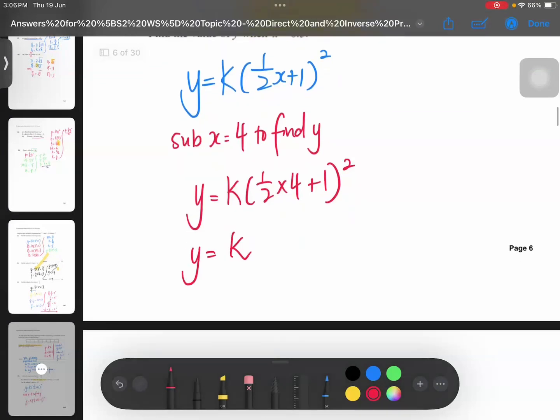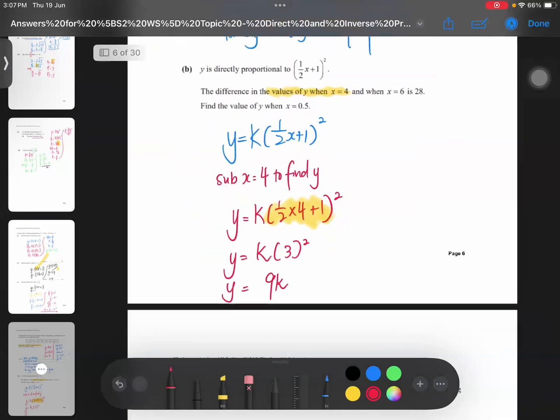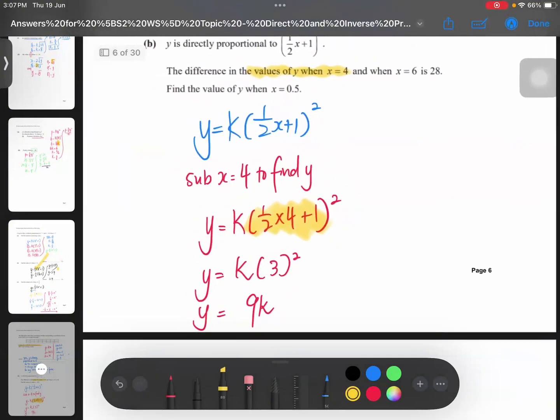Do you understand? BODMAS says I need to solve whatever is in the bracket first. Half times 4 is what? 2. 2 plus 1 is 3. 3 to the power of 2. Can you understand? y equals 9k. Are you understanding or not understanding? Okay. Now, once you're done with this, then you can read the next part. Then the next part says what? When x equals 6. Agree or disagree?